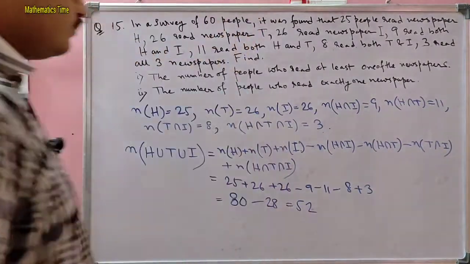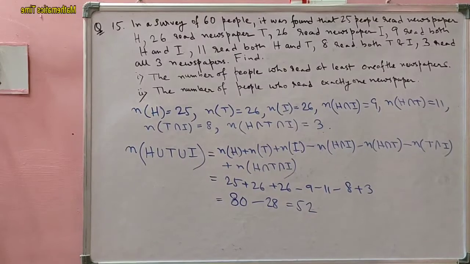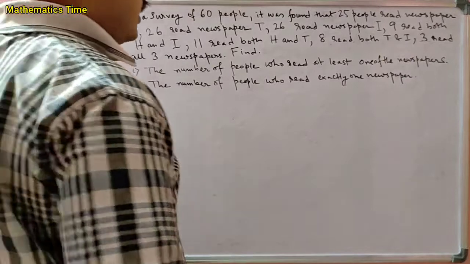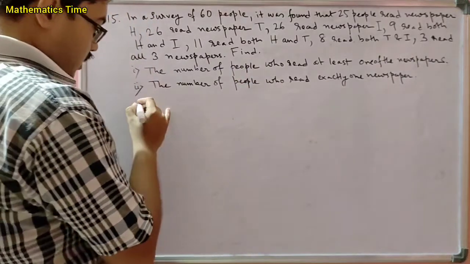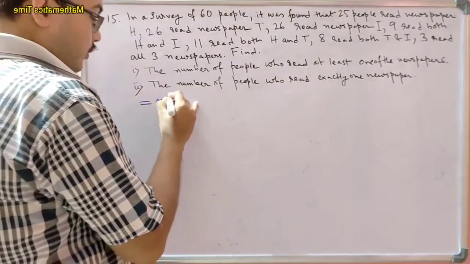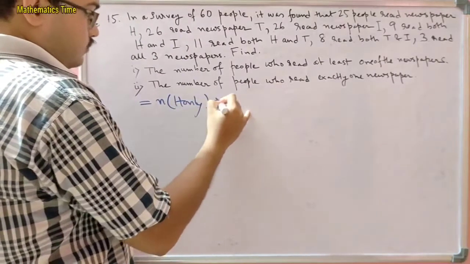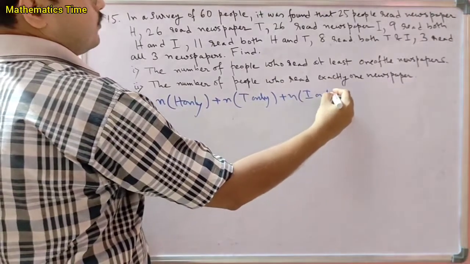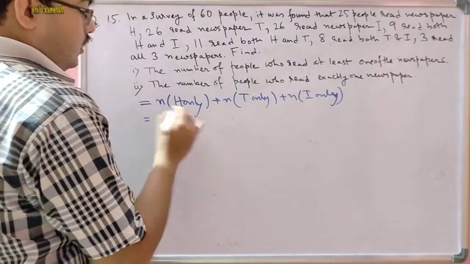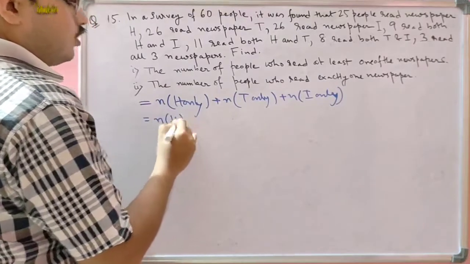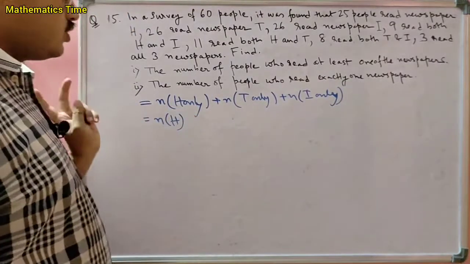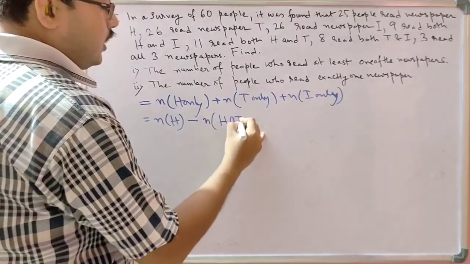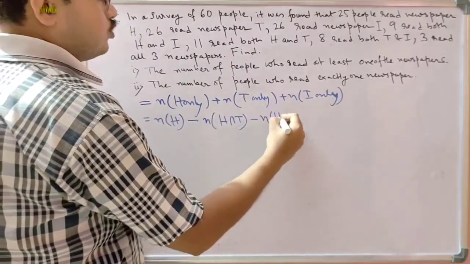So for the second portion, we have to calculate the number of people who read exactly one newspaper, just one newspaper exactly, no other. So we have to calculate n H only, then n T only, then n I only. So n H only means n of H, the people who read H, minus the people who read H and T, minus the people who read H and I.